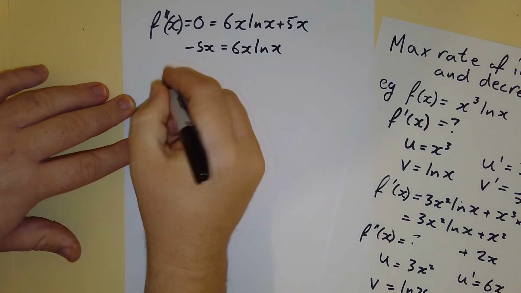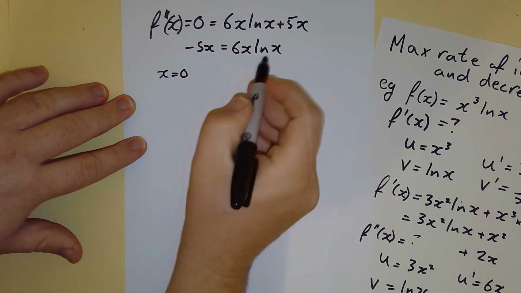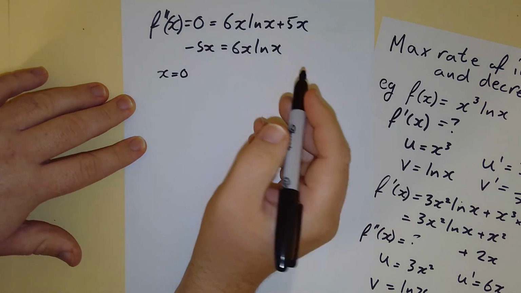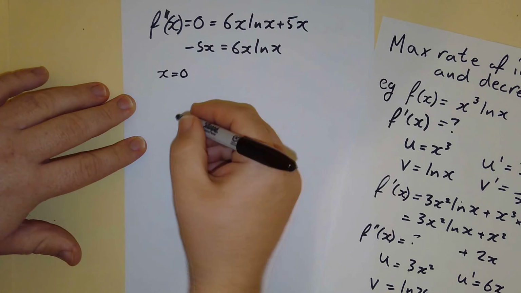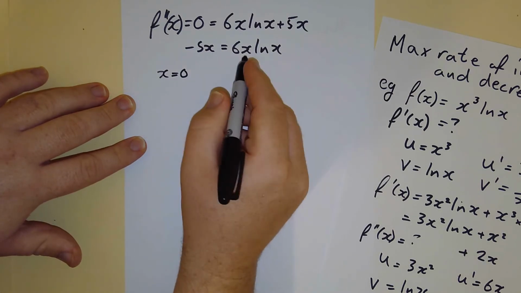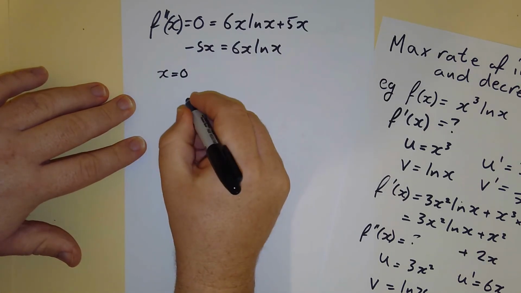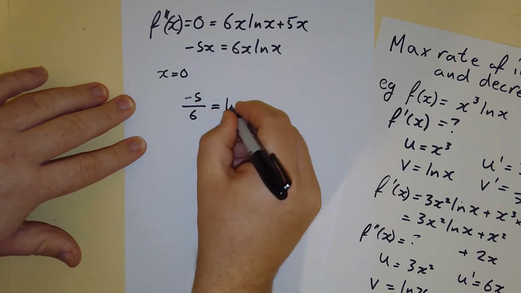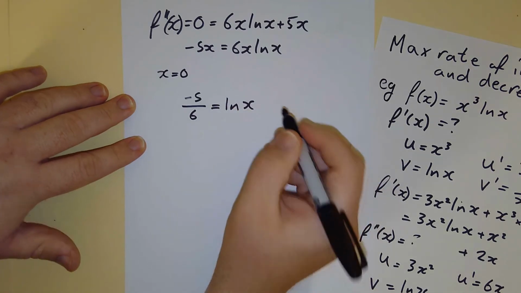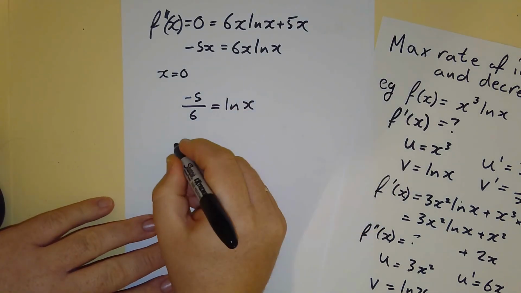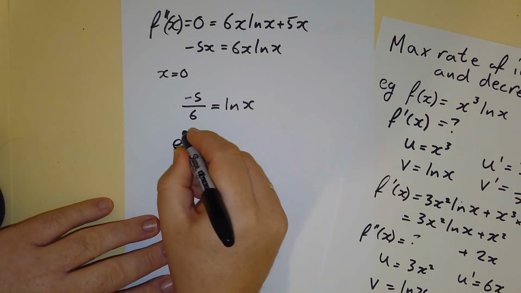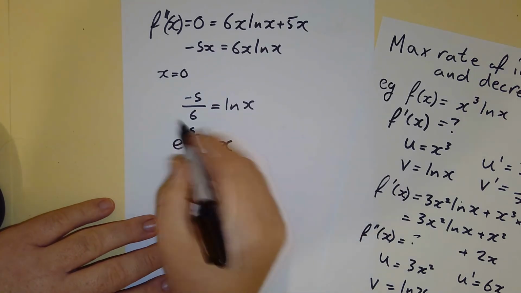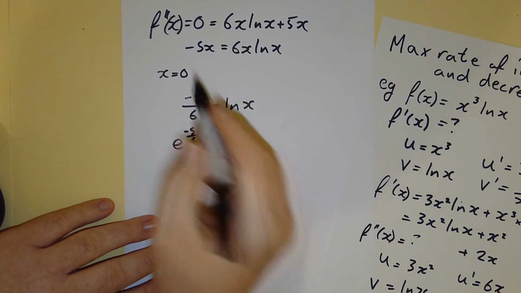I can see that if I make x equals 0, I've got one solution. But if it's not equal to 0, then I can divide by x. And in fact, I'm going to divide by 6x. Although, well, we'll come back to that. So minus 5 over 6 equals ln x. And then I have to work out what my x is going to be. I've got e to the minus 5 over 6 equals x. And so that's going to be where I have my other solution.